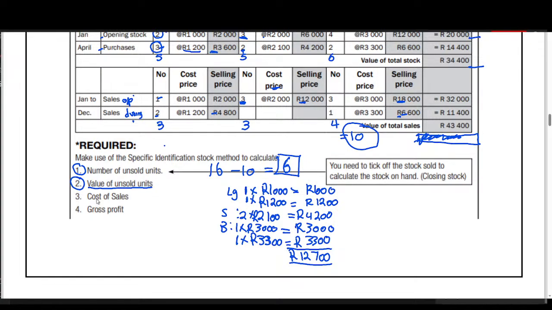Now we're going to calculate the cost of sales. Let me remove this information. Let me give it some time so that if someone wants to write, I can give them a few minutes to copy it down.